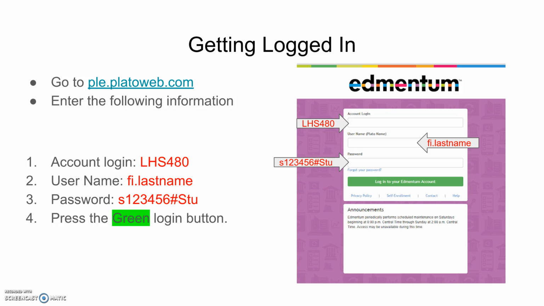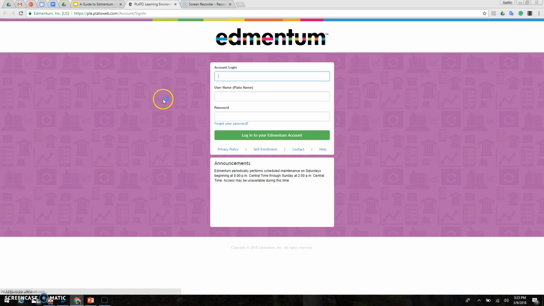Once you get that, you're going to press this green login to your Edmentum account button here. Okay, now I'm going to actually log in and show you how we do this. So again, the account login is LHS 480. Now I'm putting it in with LHS as capitals. It actually doesn't have to be capital, so you can do that lowercase if you want.